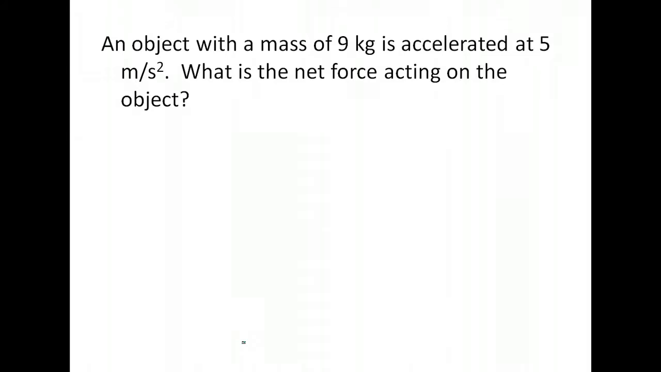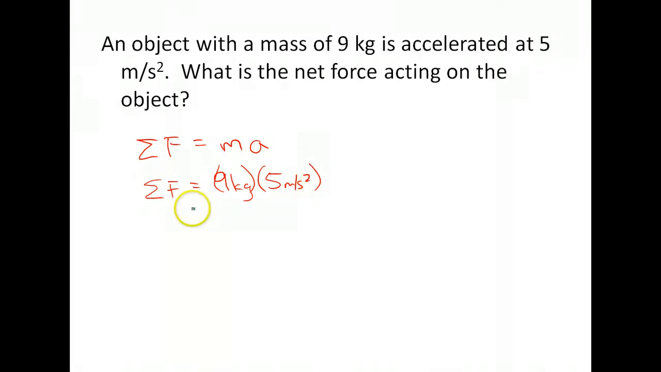Problem number 3. An object with a mass of 9 kilograms is accelerated at 5 meters per second squared. What is the net force acting on the object? So we're just going to use the formula force equals mass times acceleration and plug in numbers to figure out the net force here. Okay, so we've got net force is equal to the mass, 9 kilograms, times the acceleration, 5 meters per second squared, and we get the net force is equal to 45 newtons. And that's a fairly simple problem.